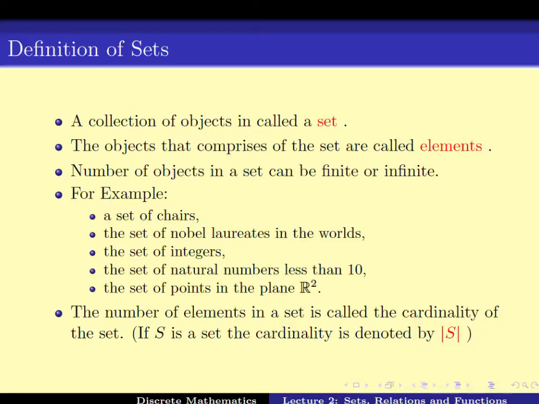The number of elements in a set is called the cardinality of the set. It is usually denoted by this notation. So if S is the set, then S between two vertical lines denotes the cardinality of the set.